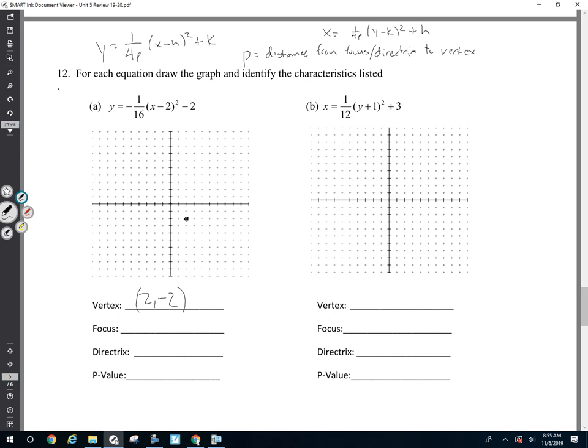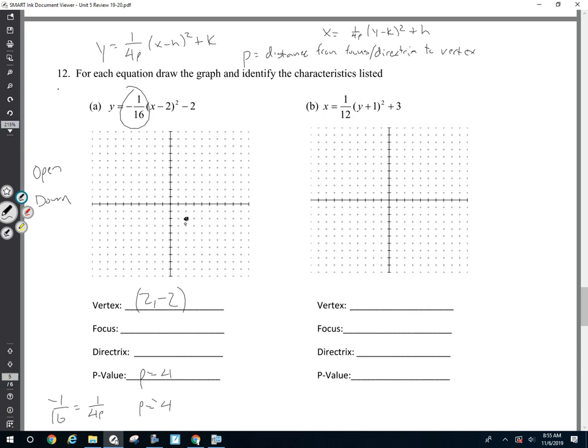Awesome. Now, before I find the focus and directrix, I'm going to find the p-value. So I got negative 1 over 16 equals 1 over 4p. I can see p is going to have to equal 4 or negative 4. I don't really worry about whether it's positive or negative. I'm just going to say p is 4. Now, since this is a negative, I know I'm going to open down.